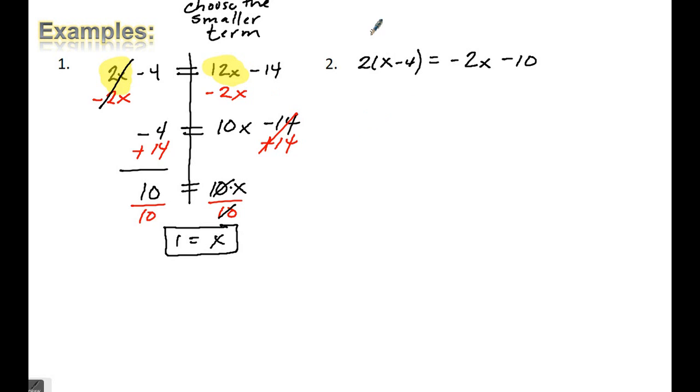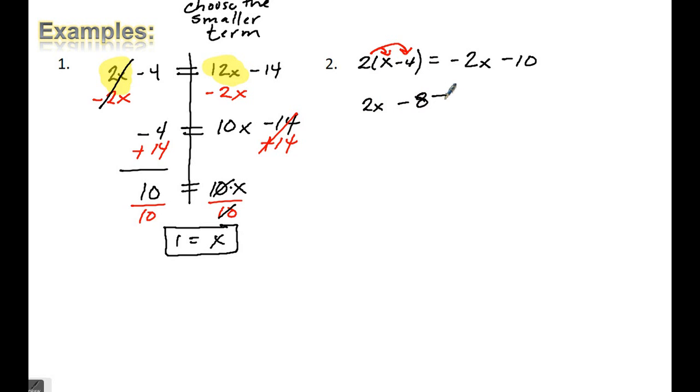Okay, let's look at example 2. You've got 2 times the quantity x minus 4 equals negative 2x minus 10. Here we do have distribution, so that would be one of our first steps when solving equations with variables on both sides. We want to distribute, so we multiply 2 times x and 2 times negative 4. On this side of the equation, 2 times x is going to be 2x, and 2 times negative 4 is going to give us negative 8.